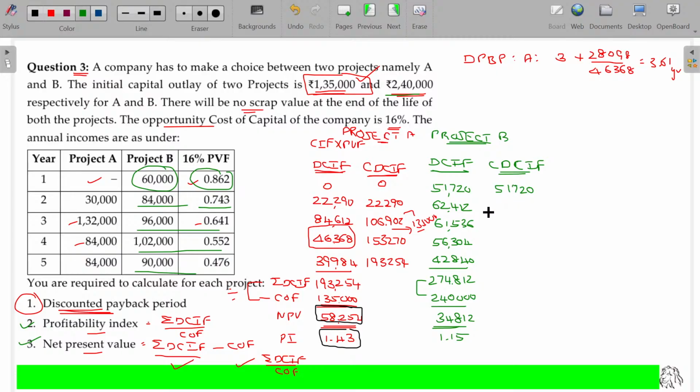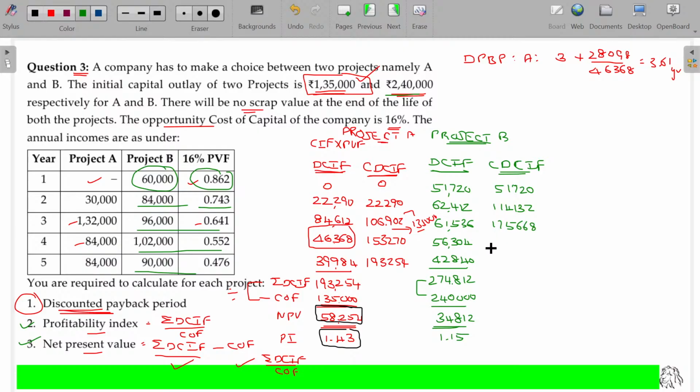You now add the second year value with this, so you get 62,412, and then third year 60. So 62 is added. So after addition, the value being 1,14,132. Then next I am adding this value to get 1,75,668 up to the 3 years.